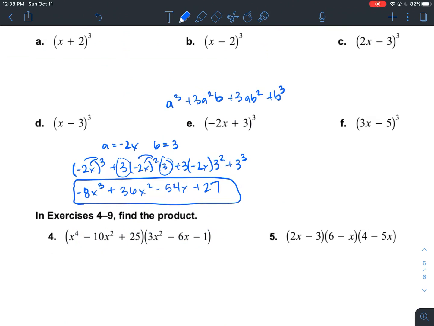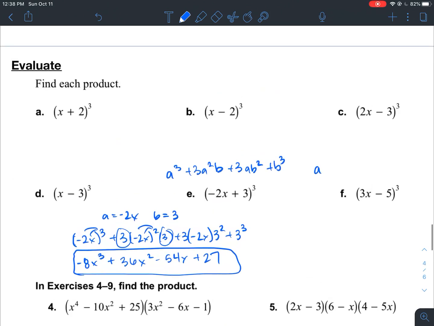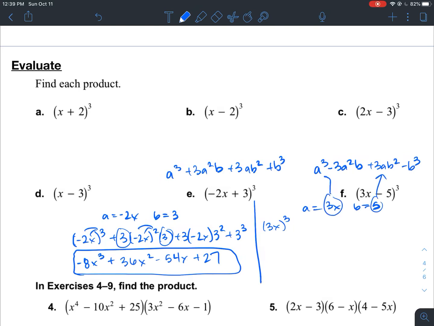So I'm going to write down my equation. That's a cubed minus 3a squared b plus 3ab squared minus b cubed. In this case, a is equal to 3x and b is equal to 5. So if I plug those in, I have 3x cubed. I'm plugging these values into a and b accordingly.